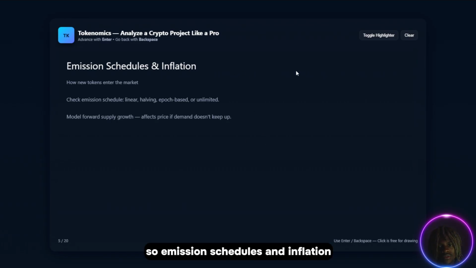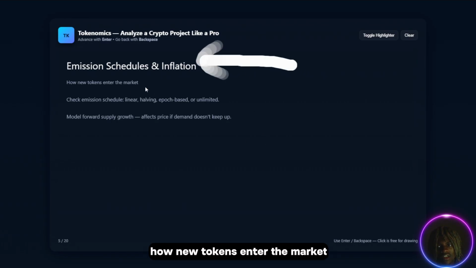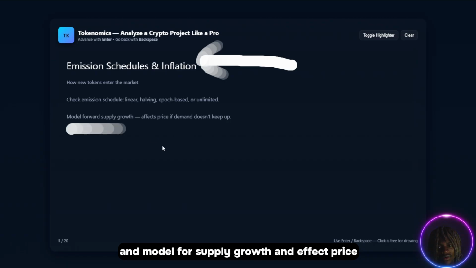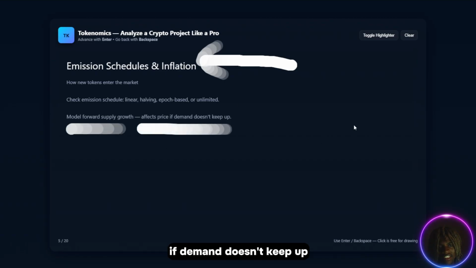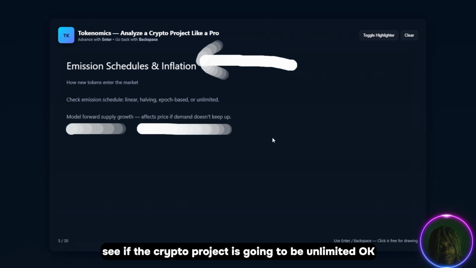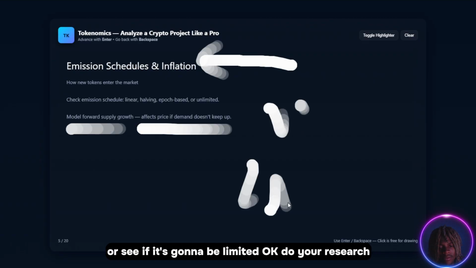So emission schedules and inflation: how new tokens enter the market. Check whether the emission schedule is linear, epoch-based, or unlimited. Model supply growth and how it affects price if demand doesn't keep up. See if the crypto project is going to be unlimited, or see if it's going to be limited. Do your research.